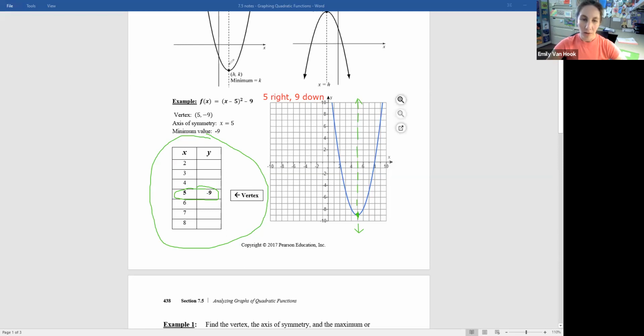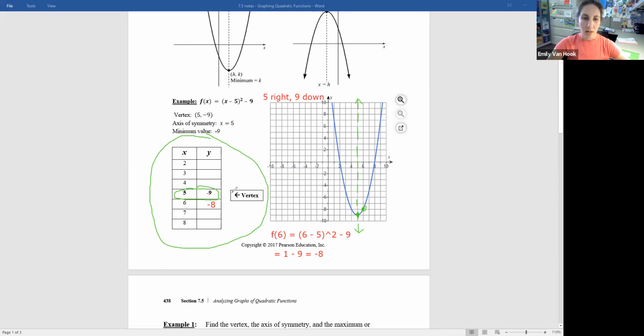So I'll just do a couple examples here. So for example, plugging in 6, just type that out, f of 6. That would be (6 minus 5) squared minus 9. So 6 minus 5 is 1, 1 squared is 1, and 1 minus 9 would be negative 8. So that means another point on the graph would be (6, negative 8). And you just go find that. Here's 6, here's negative 8. All right, and you can keep doing that to add more and more points on our graph.